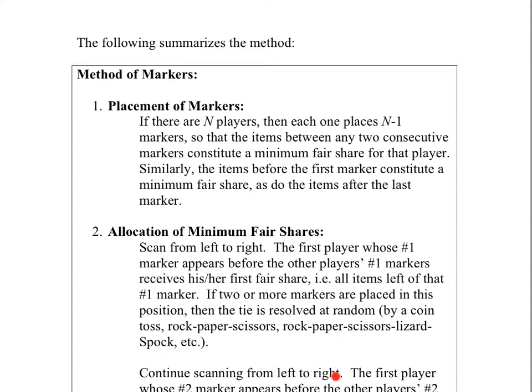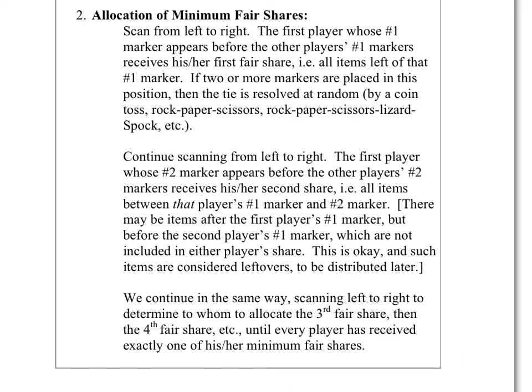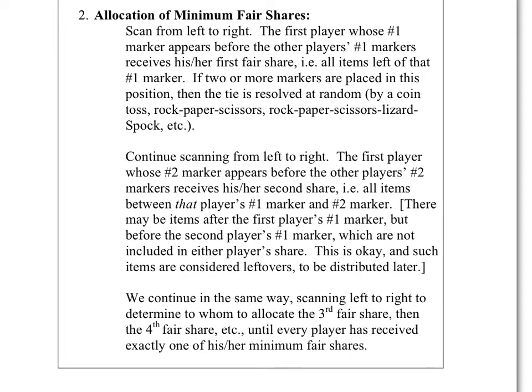We continue scanning left to right. The first player whose number 2 marker appears before anyone else's number 2 marker receives his or her second share. That is, all the items between that player's number 1 marker and number 2 marker. If there are items to the left of that player's number 1 marker, they do not constitute part of this share. We saw that in our example with Greg.